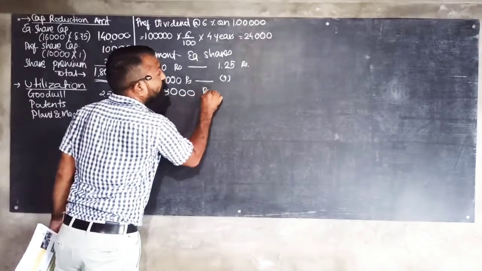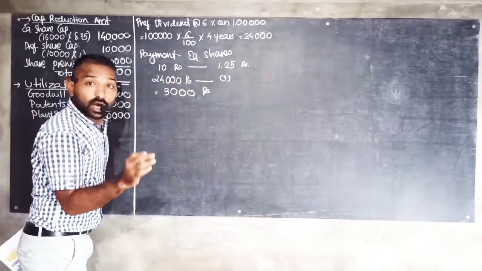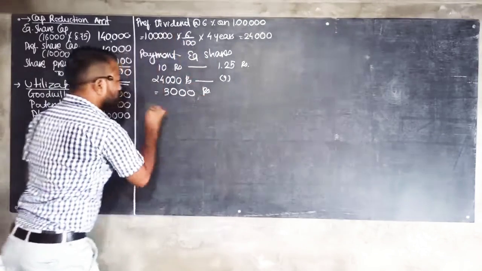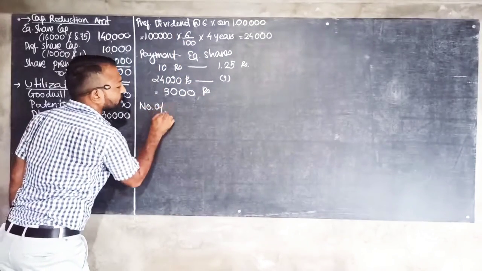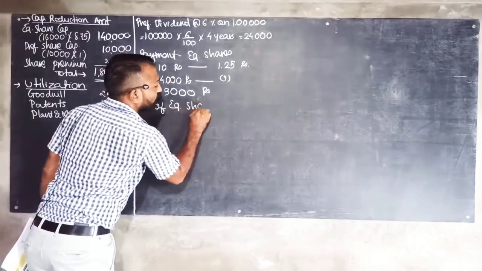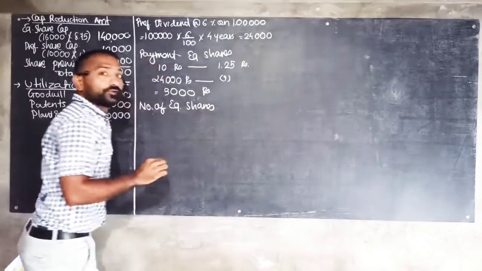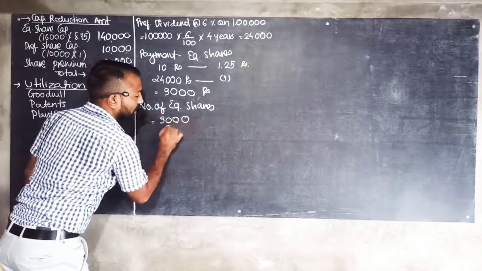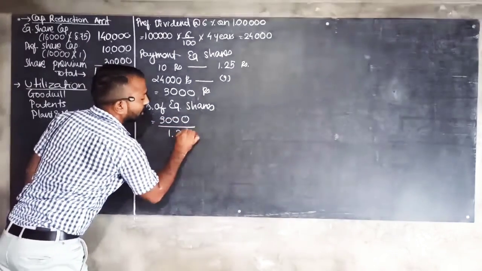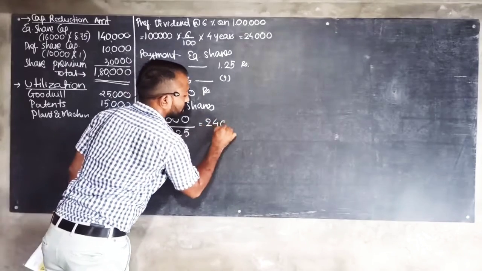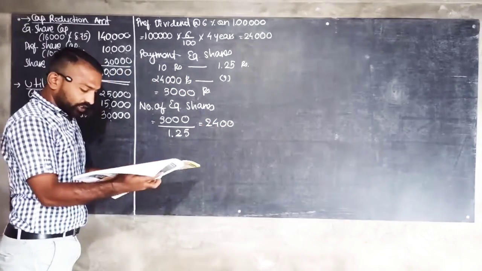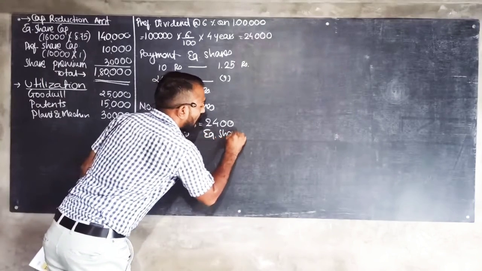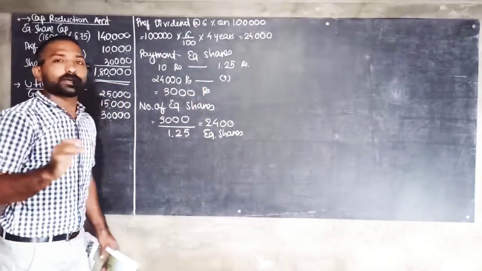3,000 rupees of equity shares are given for preference dividend. So let's find the number of equity shares. Number of equity shares issued for the preference dividend comes to 3,000 amount divided by 1.25, that comes to 2,400 equity shares. 2,400 equity shares are issued for preference dividend.